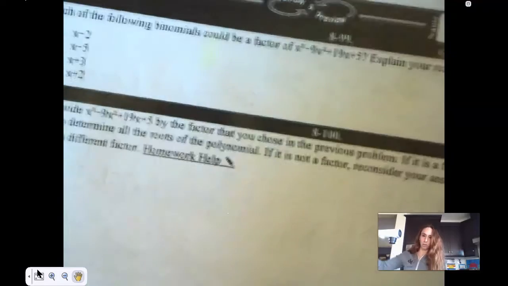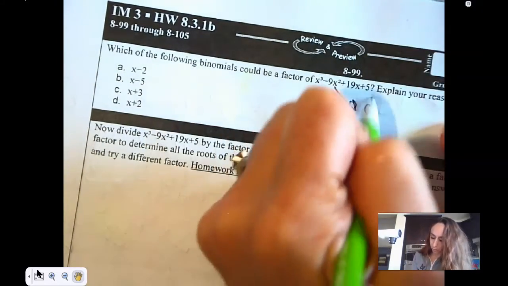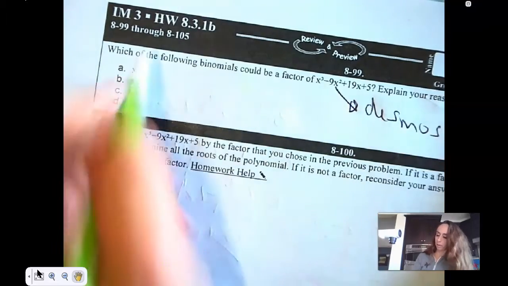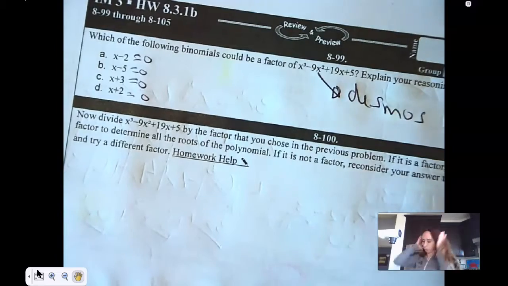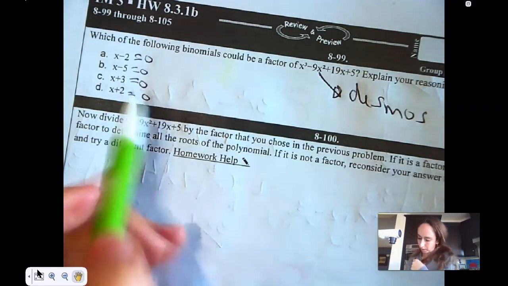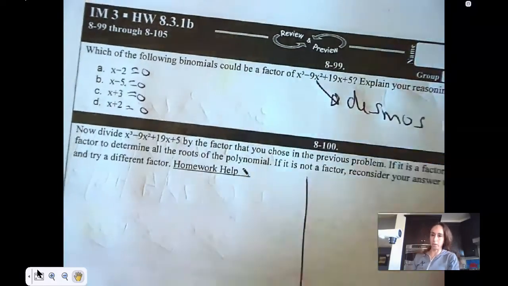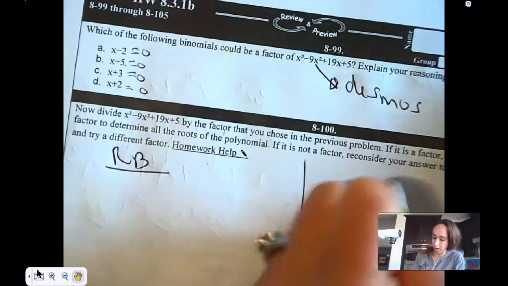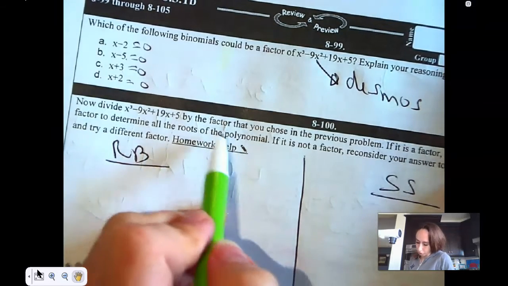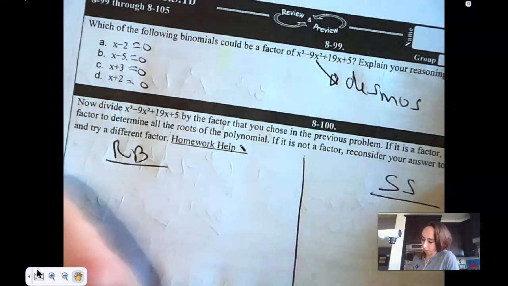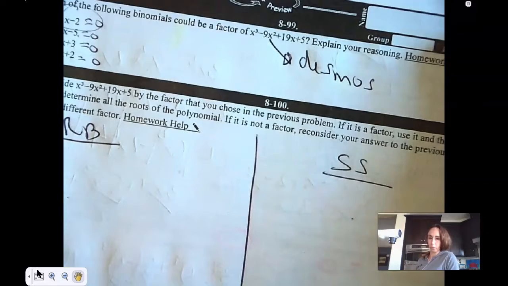All right, let's see what they want. They want to know which one is a factor. You can go on to decimals if you want, which I would do. And then I would set these equal to 0 and see which one matches. It could be more than one. Now what they want you to do is whatever answer you got, they want you to divide it. And what I want you to do is do it by reverse box and by synthetic substitution, so I want you to show me both. Okay? And I only want you to pick the one that's the yes. So if x minus 2 is a factor, you'll do it by reverse box here and synthetic substitution over here.